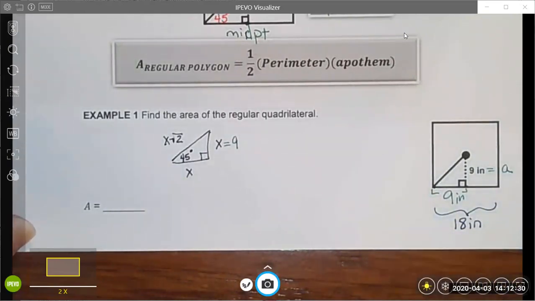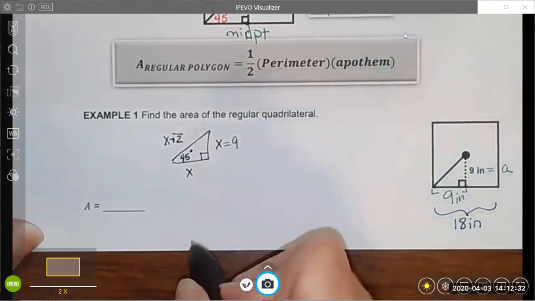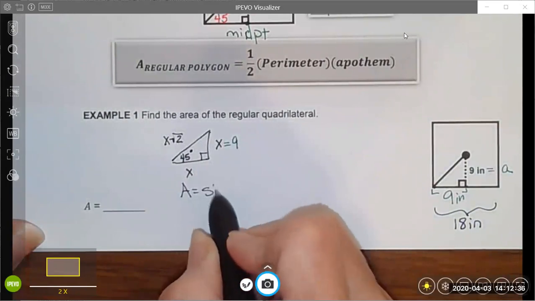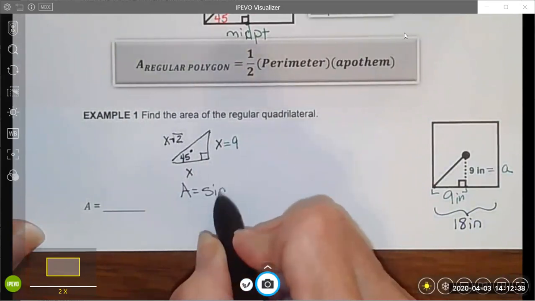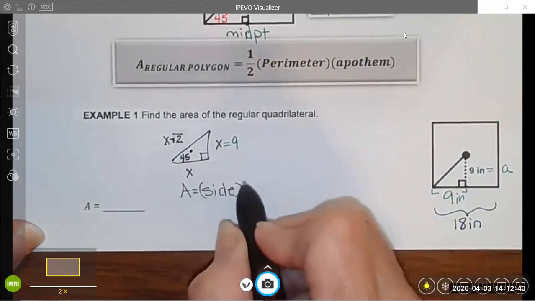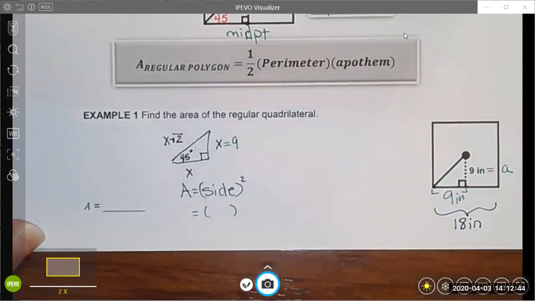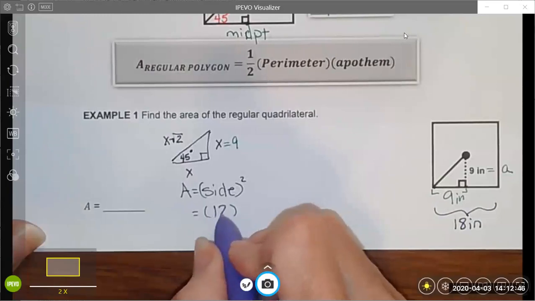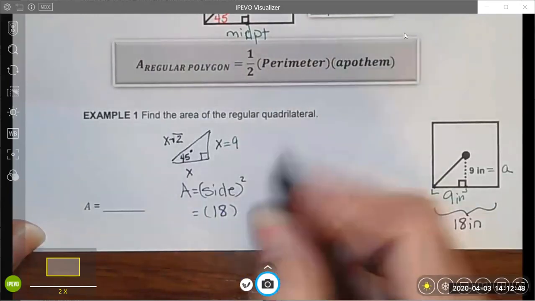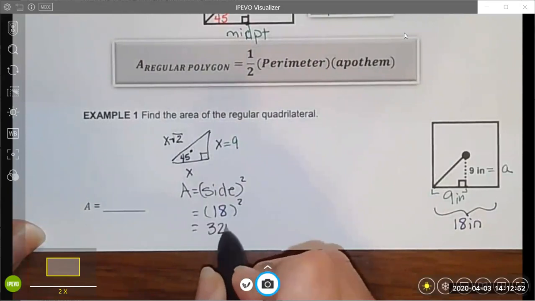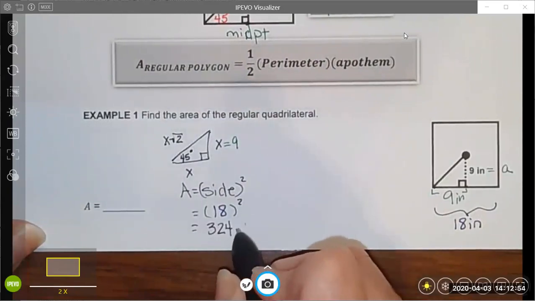To use the more traditional formula that you've seen since elementary school, I can find the area by taking the side of my square and squaring it. If I do this and substitute 18 in for the length of my side, then I learn that 18 squared is 324. I'm not going to forget my units.